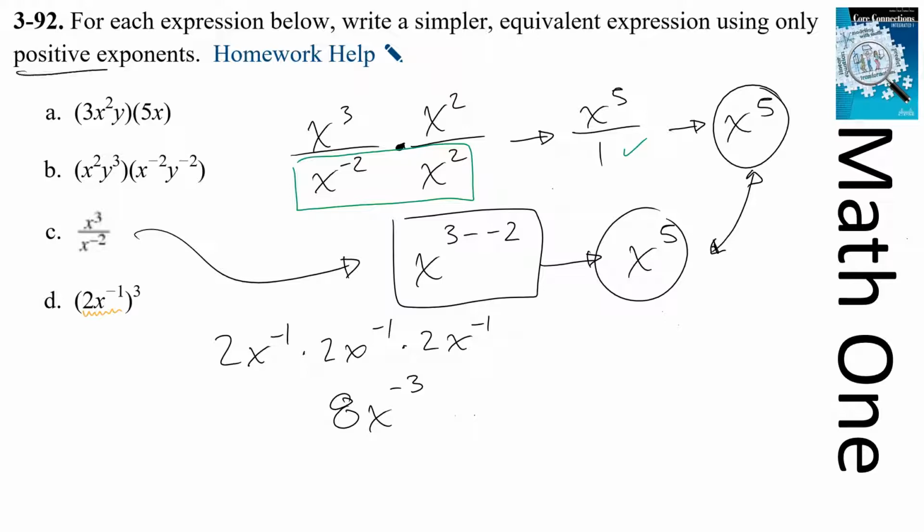They only want me to use positive exponents, so in order to deal with this negative exponent, I'm going to multiply it by x to the positive 3rd over x to the positive 3rd. In my numerator now I have 8 times x to the 0 power, which is equivalent to 8 times 1, or simply 8. And in my denominator I have 3 factors of x, or x to the 3rd power.